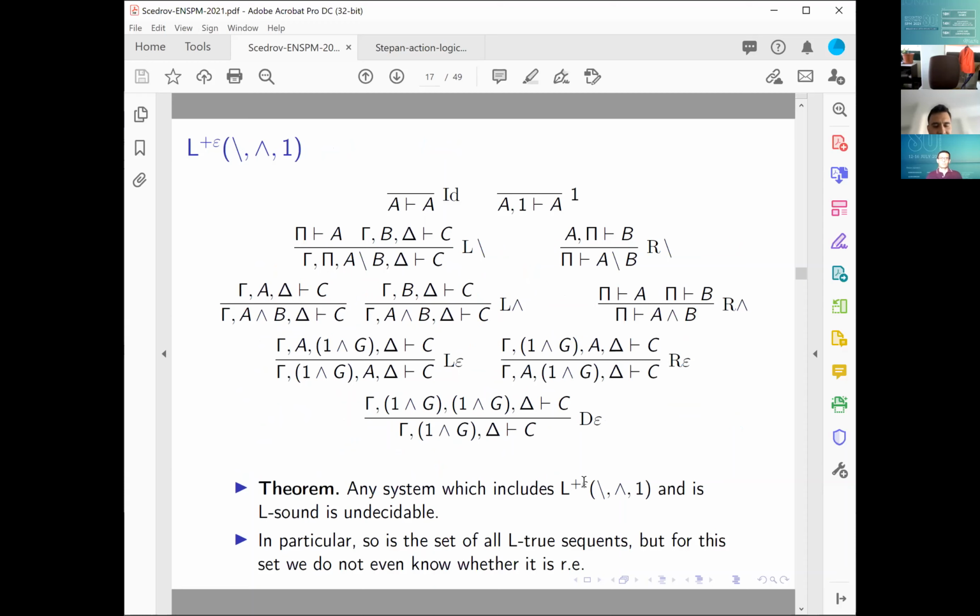Okay, and so we write our minimal calculus in this way. So the first couple of rules are just standard. Notice there are no non-emptiness conditions anymore here. And now, we have these two rules that correspond to those algebraic properties that I discussed earlier and which are true in L models, okay? And out comes the next adventure. Theorem: any system which includes this calculus and is sound in L models is undecidable, okay? In particular, so is the set of all L-true sequents. However, notice carefully, for this set, we do not even know whether the set is recursively enumerable, okay?